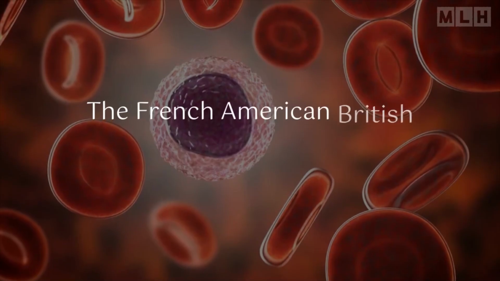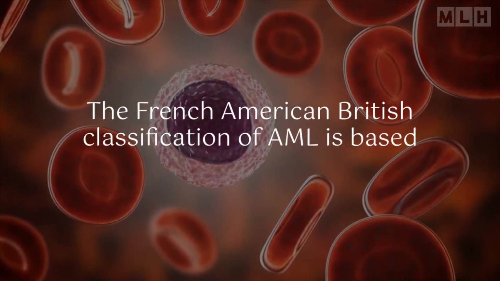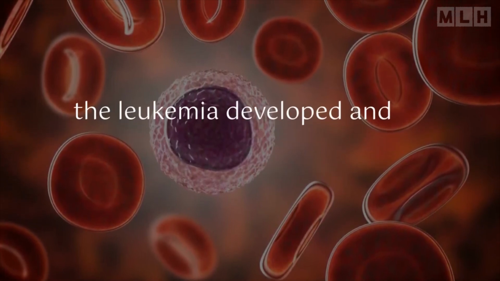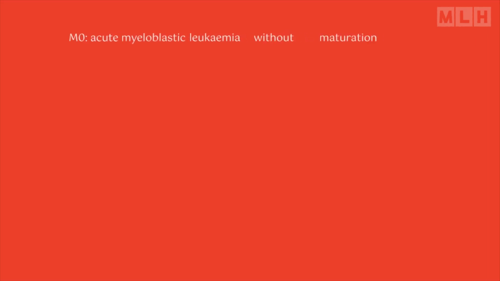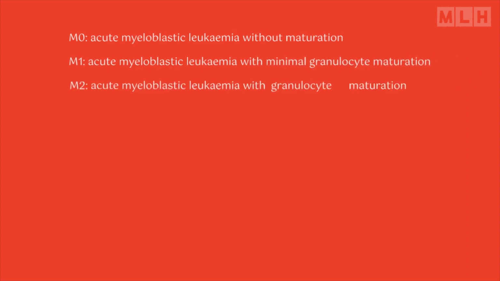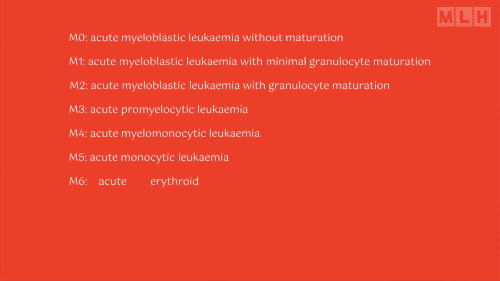The French-American-British classification of AML is based on the type of cell from which the leukemia developed and its degree of maturity. M0, acute myeloblastic leukemia without maturation. M1, acute myeloblastic leukemia with minimal granulocyte maturation. M2, acute myeloblastic leukemia with granulocyte maturation. M3, acute promyelocytic leukemia. M4, acute myelomonocytic leukemia. M5, acute monocytic leukemia. M6, acute erythroid leukemia. And M7, acute megakaryoblastic leukemia.